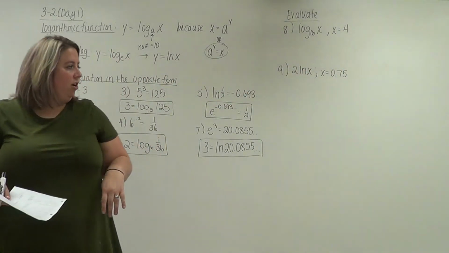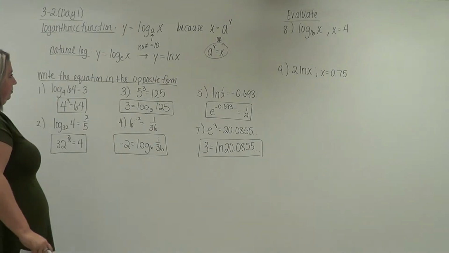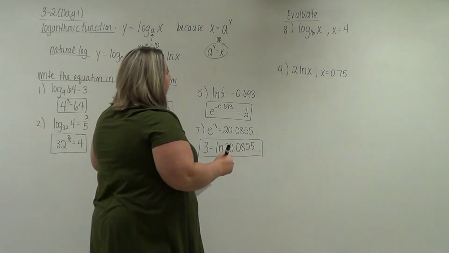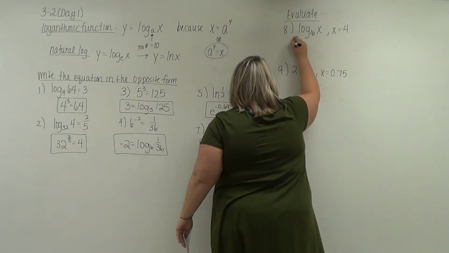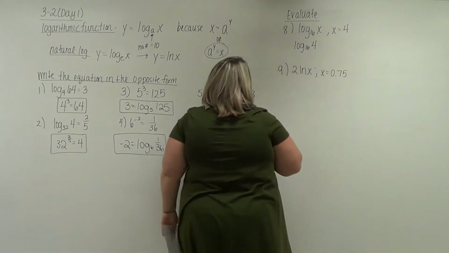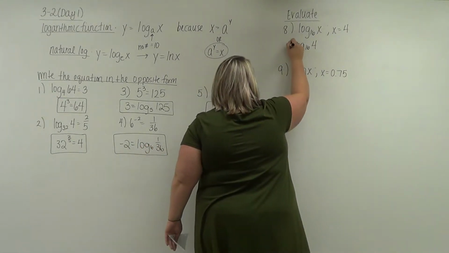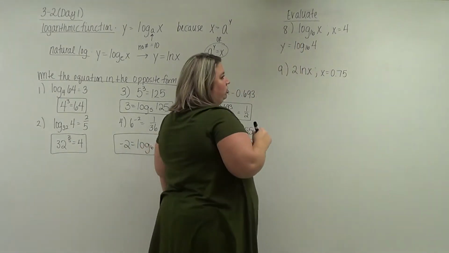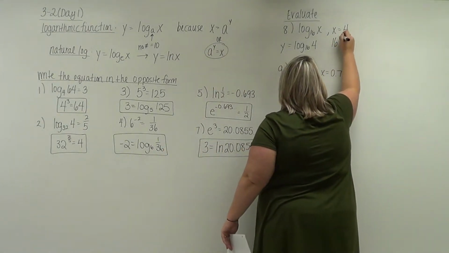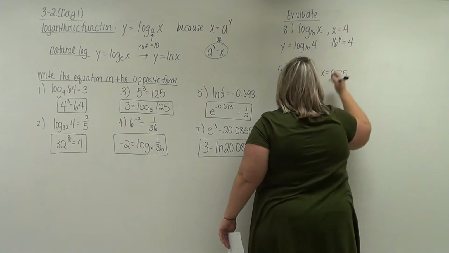Okay, then you're actually going to be able to evaluate. So we'll do one with the log and one with the natural log. So with the log it says x equals 4. So we're literally going to plug in 4 for x. Since it's not equal to anything, we're going to make it equal to y, and we're going to solve for y. So this would be 16 to the y equals 4.